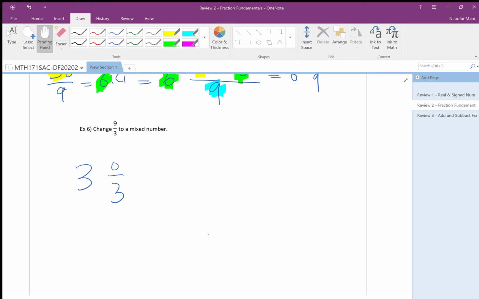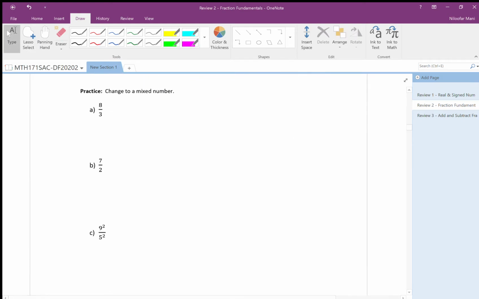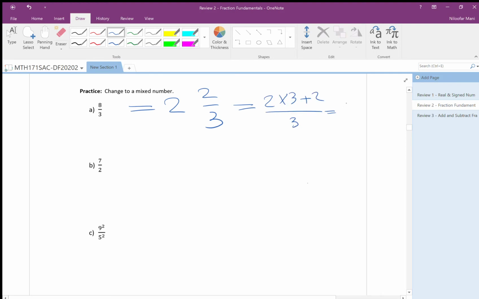Okay? How about here? So change to a mixed fraction. How many 3s do I have in 8? 2. How many is left? So 2 over 3. How can I make sure I did a good job? Okay, 2 times 3 plus 2 is 8. Oh, yes! I didn't make any mistake.